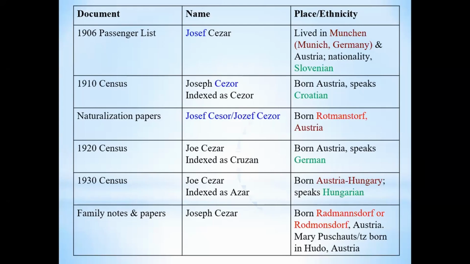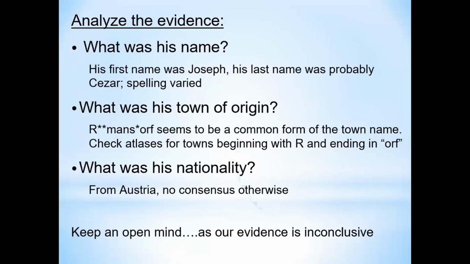When you get all this conflicting information, you have to try to make some sense of it. You want to keep a really open mind and weigh out the different options. So we know his name was Joseph. We know that it was spelled a European way over in Europe, and then it was spelled the American way when he came here to the US. The last name was usually Caesar with an A, sometimes Caesar with an O. His town of origin always began with an R and ended with an ORF. And then some of the letters in between were different depending on what record we were looking at.